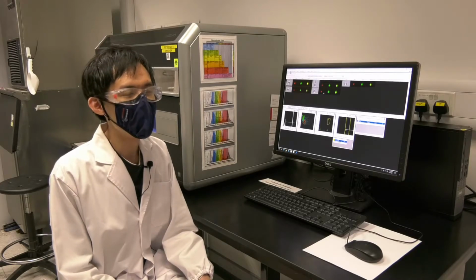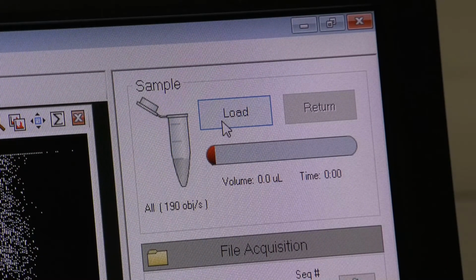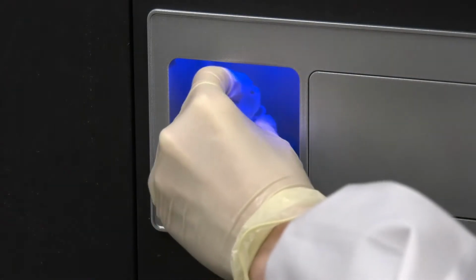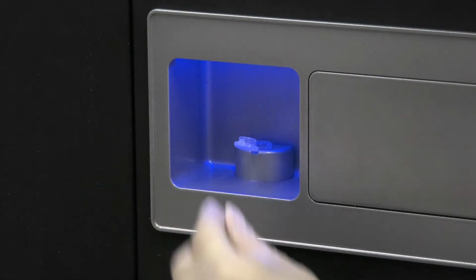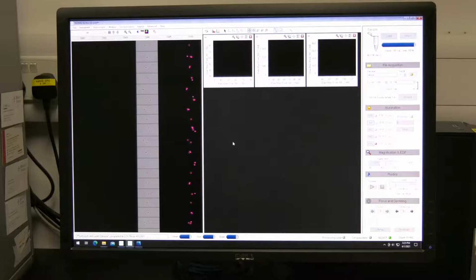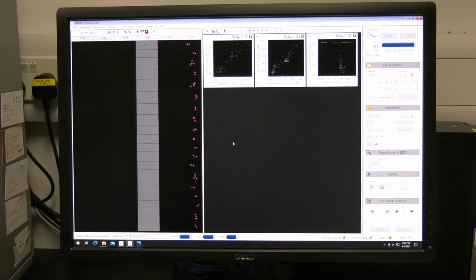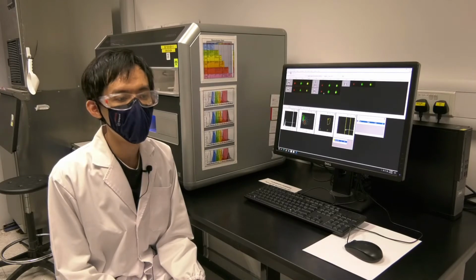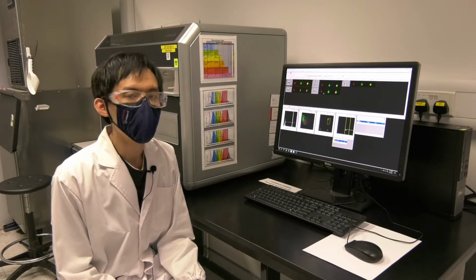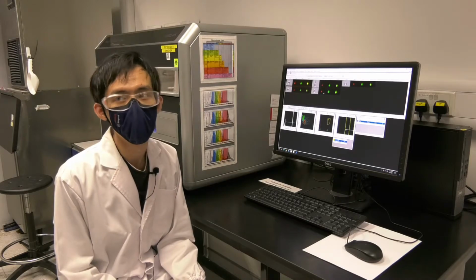So a quick summary of what this machine does is that it combines the functions of both a flow cytometer and also a microscope. What this machine is able to do is acquire fluorescence images and also acquire the shapes and the pictures of cells that you are interested in looking at. And for my project, what I've used this Amnis for is signaling transduction, and in particular, I'm looking at the nuclear translocation of transcription factors.